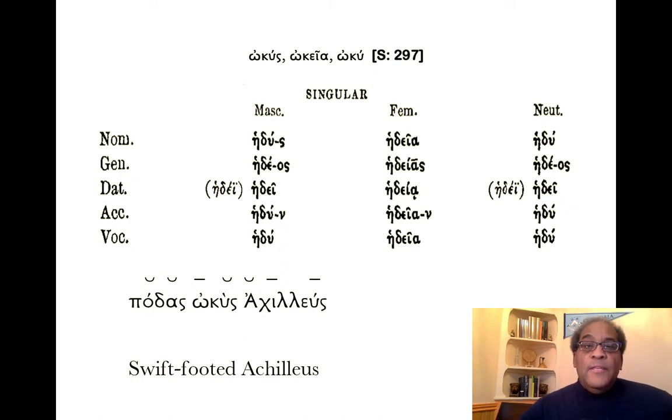Most often, this word ὠκύς, ὠκεῖα, ὠκύ occurs in this formulaic expression, swift-footed Achilles, ποδὰς ὠκὺς Ἀχιλλεύς, which we found at the end of lines. Ποδὰς ὠκὺς Ἀχιλλεύς.